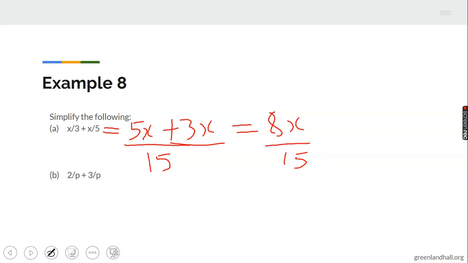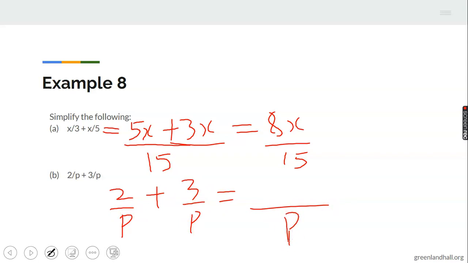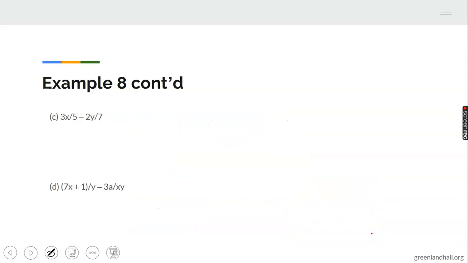Then the next one, 2 over p plus 3 over p. What's the LCM? p. So p here is 1, p here is 2, then this one is 3, that will be 5 over p. Very simple.